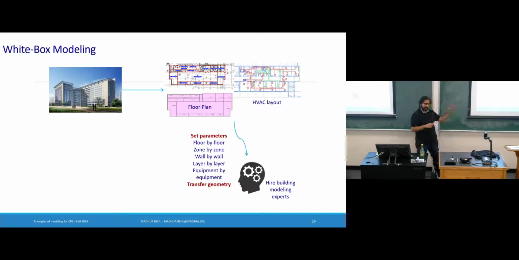So you can go floor by floor, zone by zone. In every zone, you can look at every surface: ceiling, walls, floor. Every wall, if you don't know this already, is actually made up of many layers of materials.